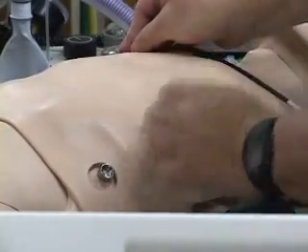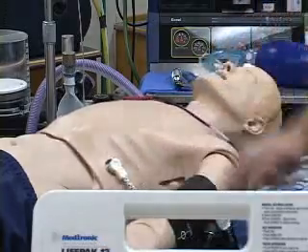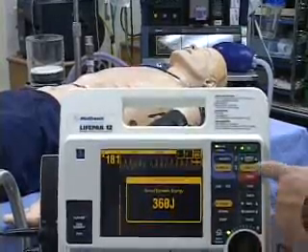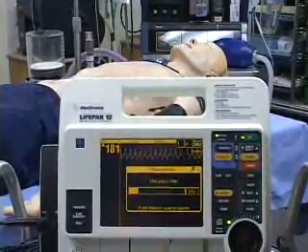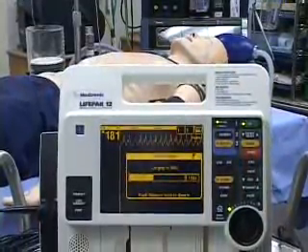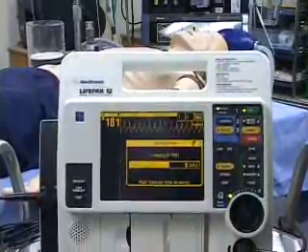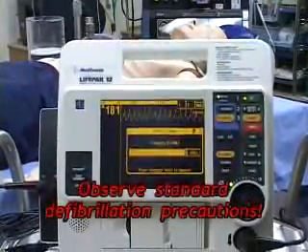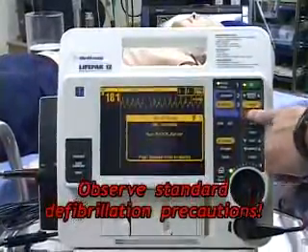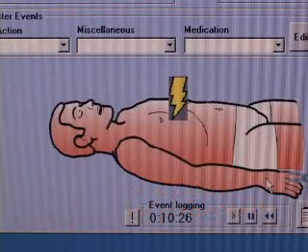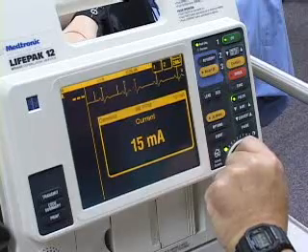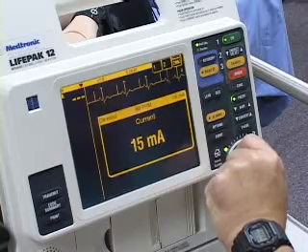The SimMan is capable of accepting up to 360 joules of actual electrical energy during defibrillation. For this reason, real defibrillators are used during simulations. Please be sure to observe standard safety precautions during the defibrillation. SimMan is also capable of being paced externally, and the same cautions apply.